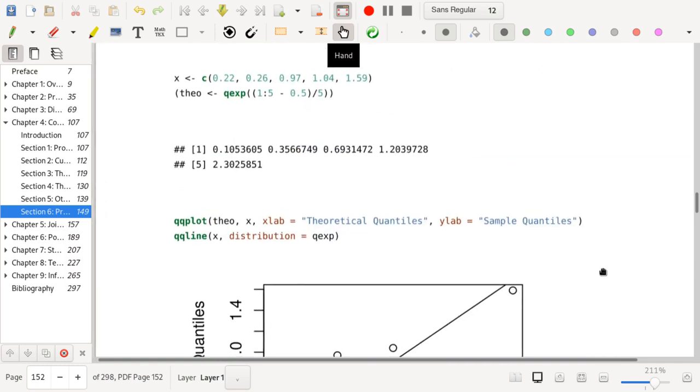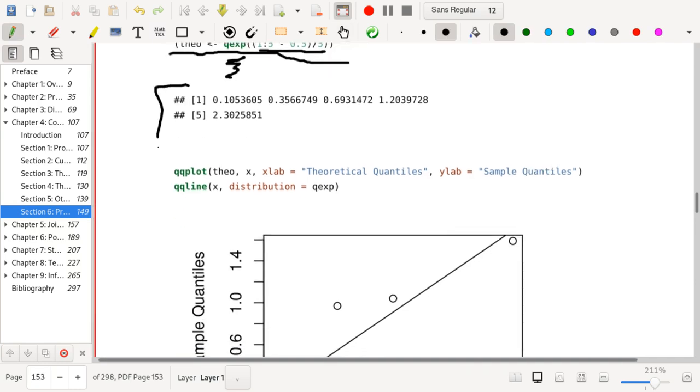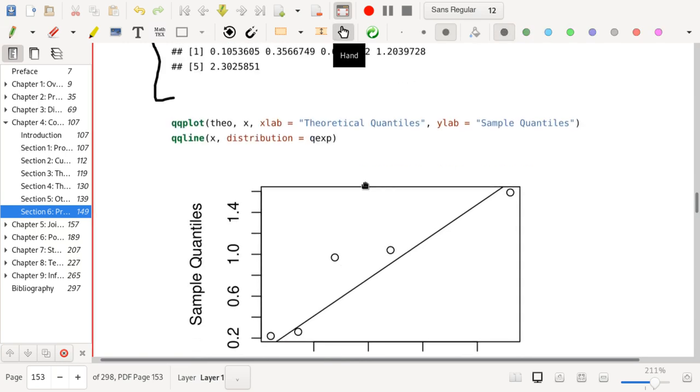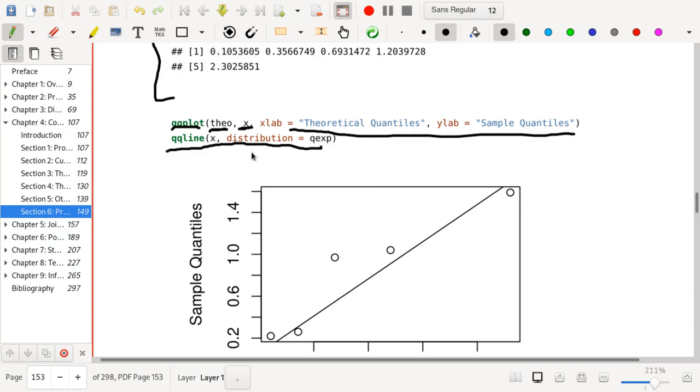And here, by the way, is some R code. This is how you would create a PP or QQ plot in general. Here's our data set. Here we get the theoretical percentiles using qexp. Notice that this corresponds to i minus 0.5 divided by n. Then we can use the function qqplot, give it the theoretical for x and the observed for y, and then here are some other parameters for a nice plot, and then just create qqline where the distribution we're comparing against is qexp.